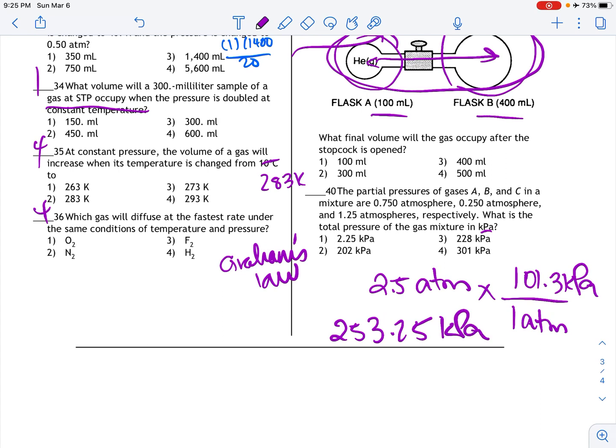So that's still not quite right. What did I do? It should be choice 3, according to the answer key, but let's see. Did I add wrong? 0.75 plus 0.25 plus 1.25 is 2.25. Oh, there it is. This is 2.25 atmospheres. There we go. 2.25 times 101.3 gives me 227.925. So it's 220. Yes, there it is. See, it's too late at night.